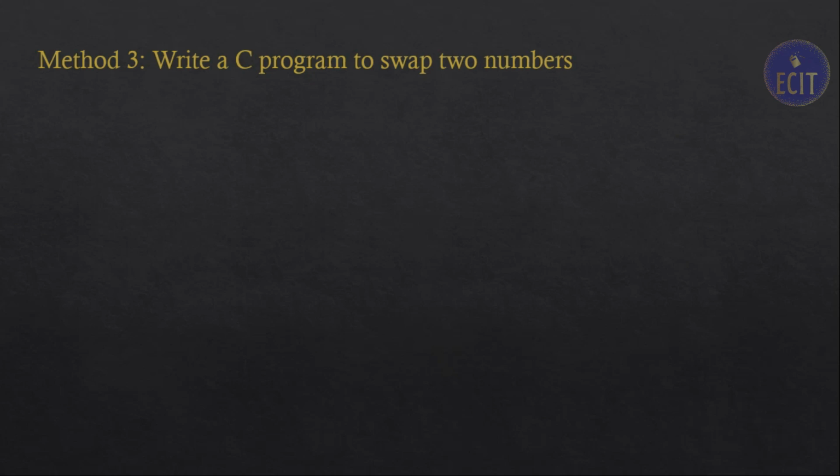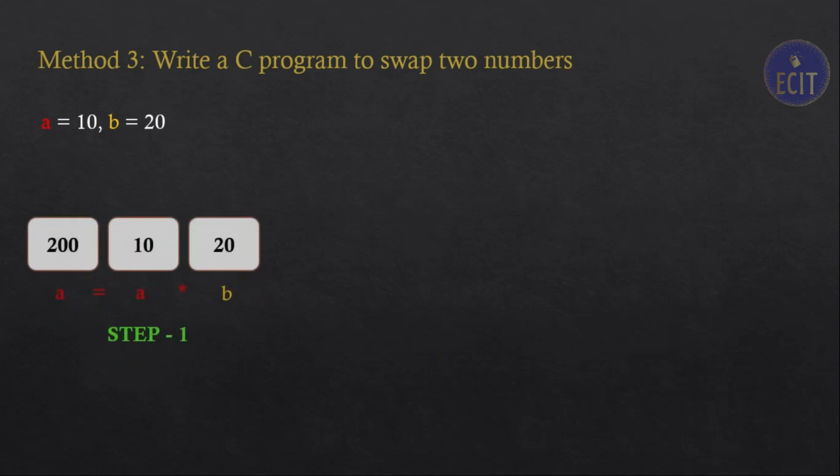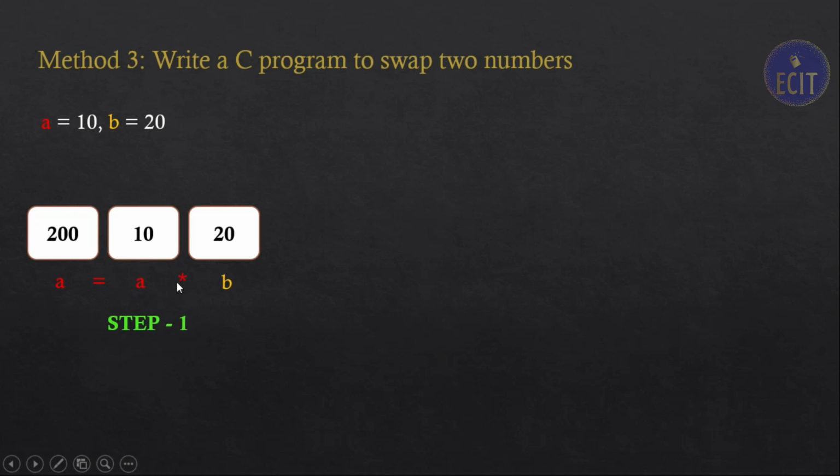Welcome back, and in this video we are going to discuss the third method to swap two numbers without using a third variable. And here also we are going to use arithmetic logic. So let's say we have two numbers, a and b, a equal to 10, b equal to 20. Now here we will use multiplication and division.